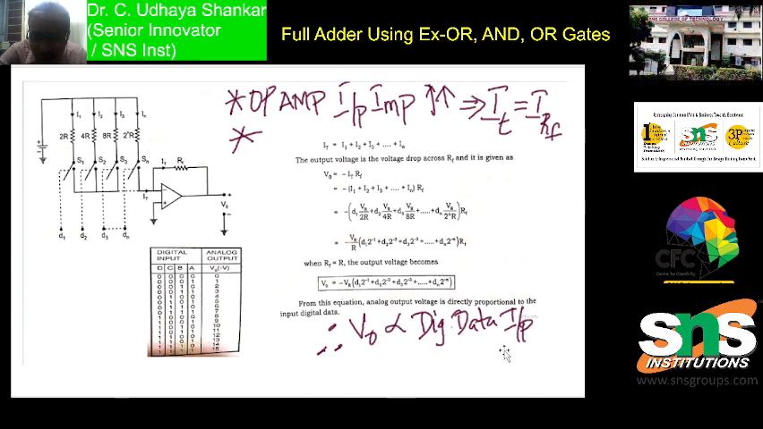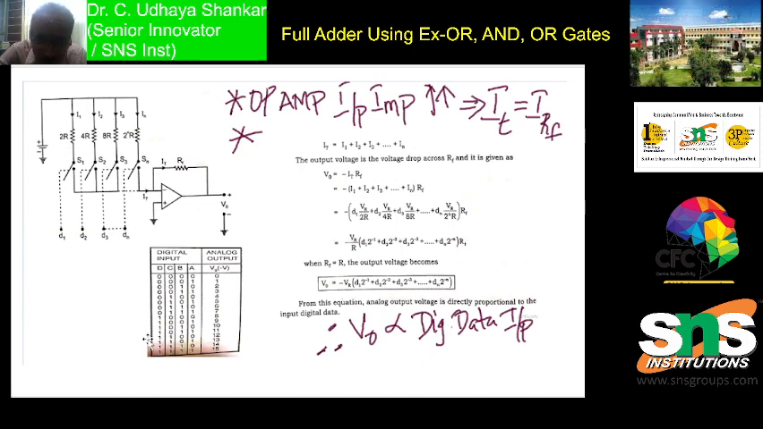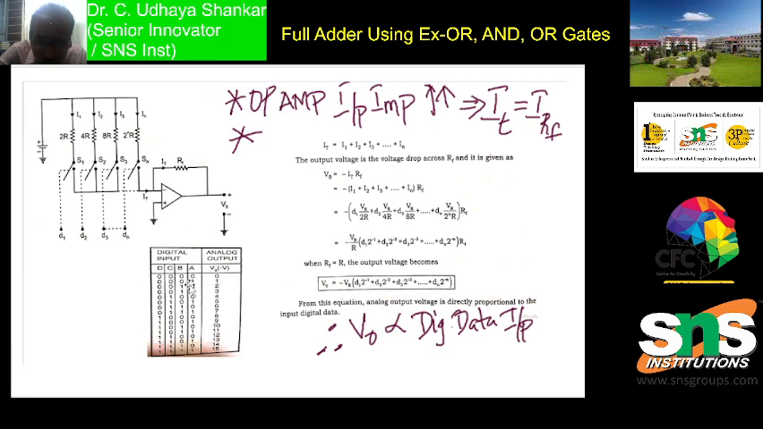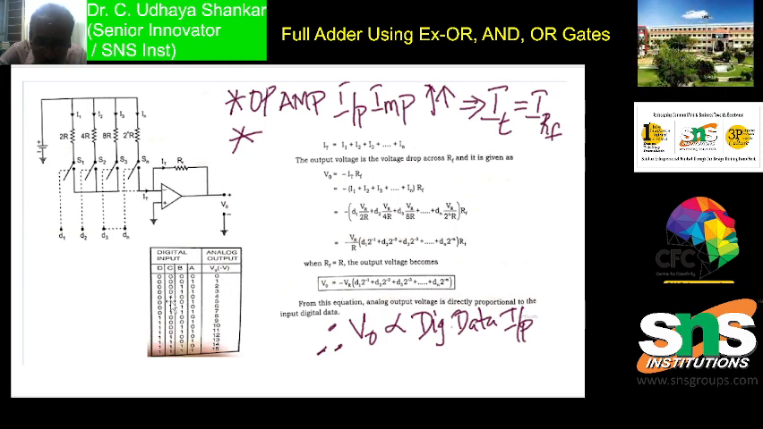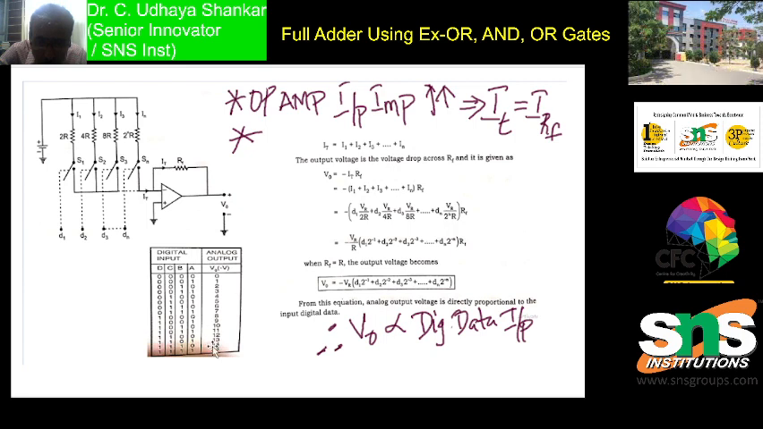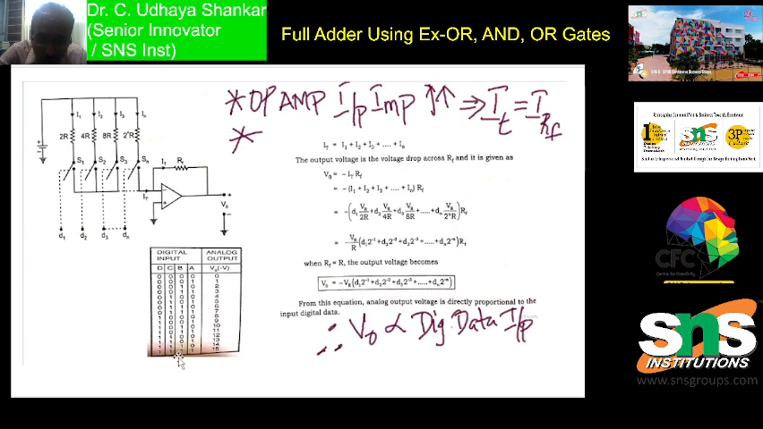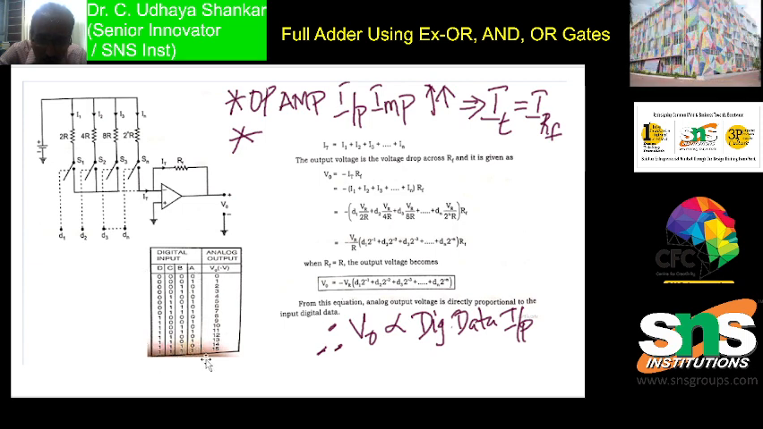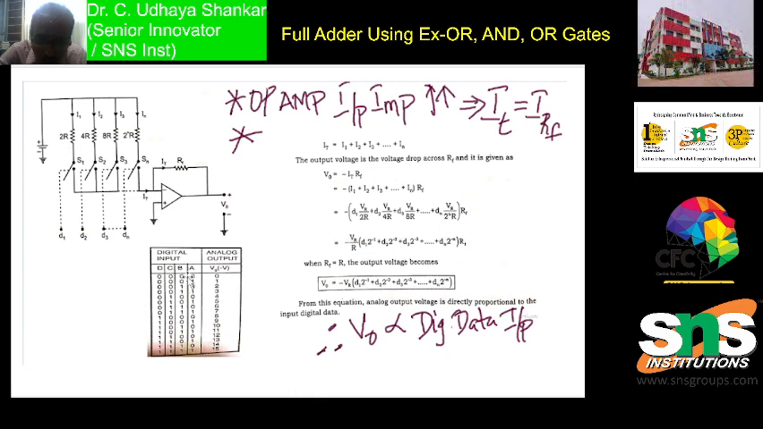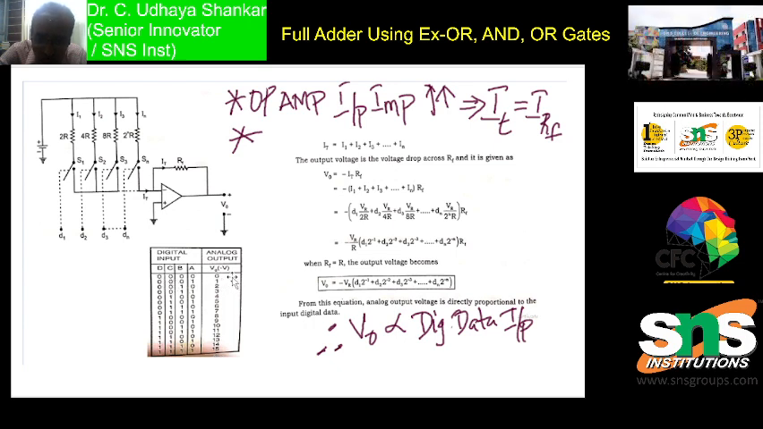From this equation it is understood that the analog output voltage is directly proportional to the input digital data. Here the table also has been given. For example, if 0 0 0 0, the output voltage will be 0. If it is 0 0 0 1, the output voltage will be 1. If it is 0 0 1 0, the output voltage will be 2. Similarly, you can get from 0 to 15 volts as output for different values of the binary digital data input. This is the digital data input and this is the analog output we are getting. For 1 1 1 1, we will get the output voltage as 15, and for 0 0 0 0, we will get the output voltage as 0.